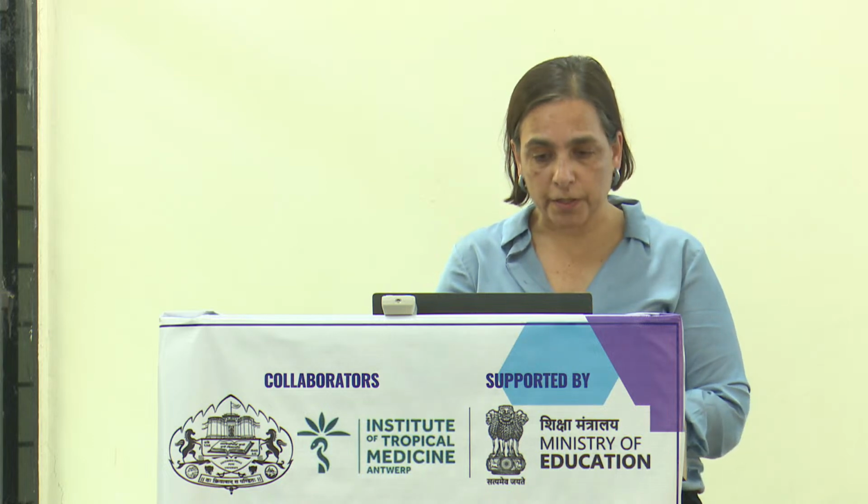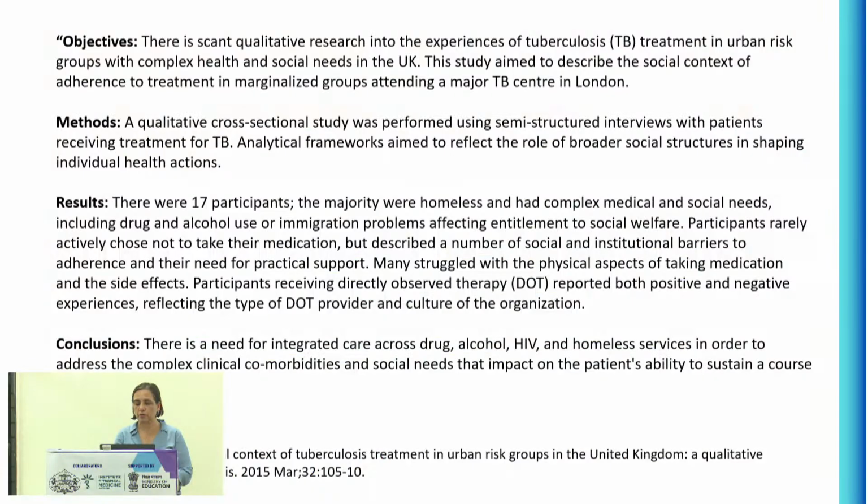Okay, this paper is called The Social Context of Tuberculosis Treatment in Urban Risk Groups in the United Kingdom, a qualitative interview study. So I want you to briefly look through the text. This is just the abstract. And then I'm going to pick on a particular table, and I'm going to ask you what research paradigm underlies this study and why. Where do you see that?